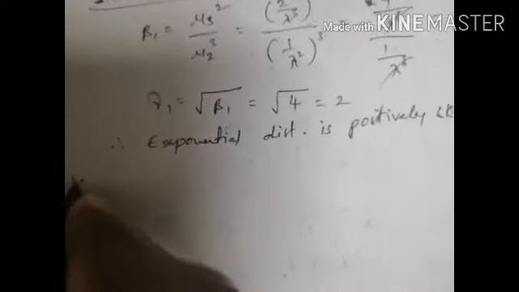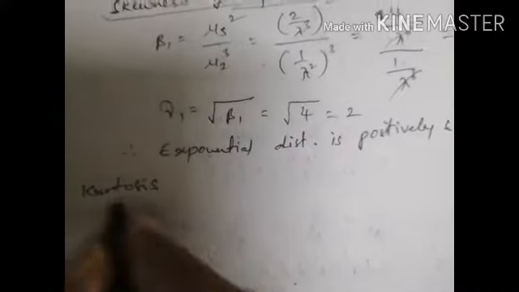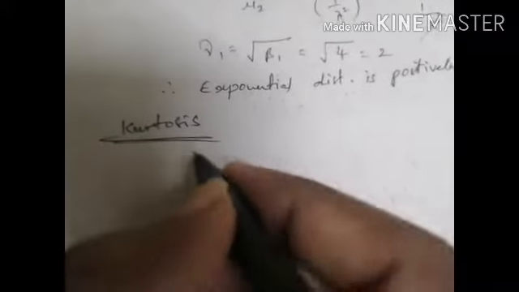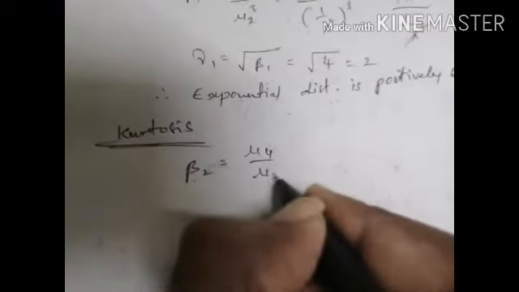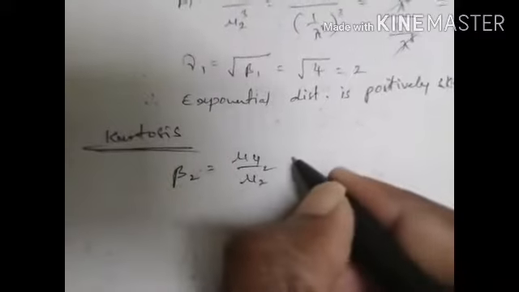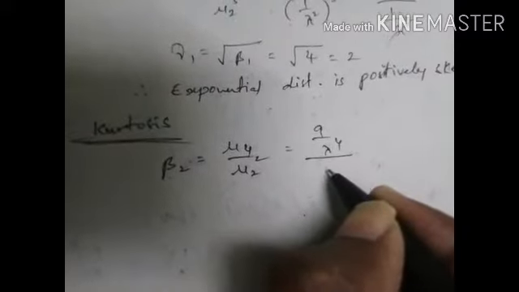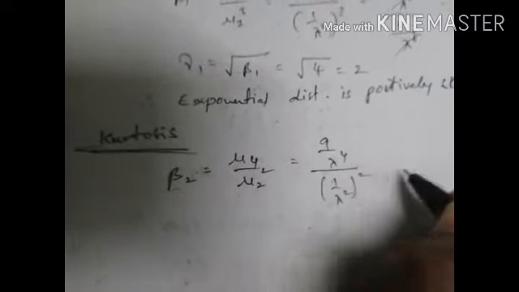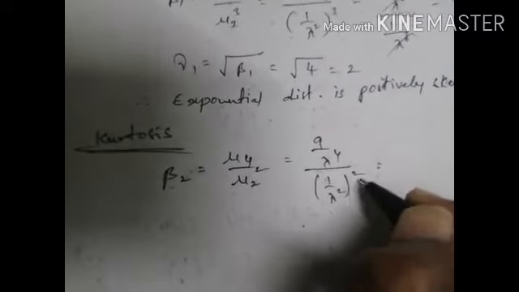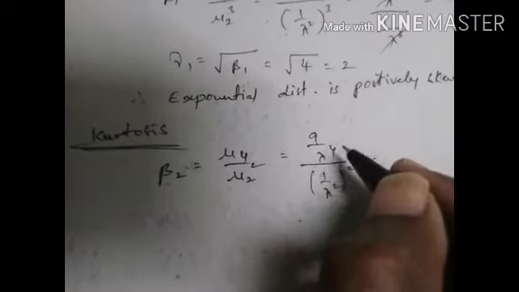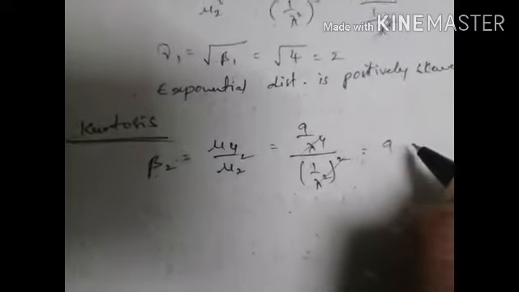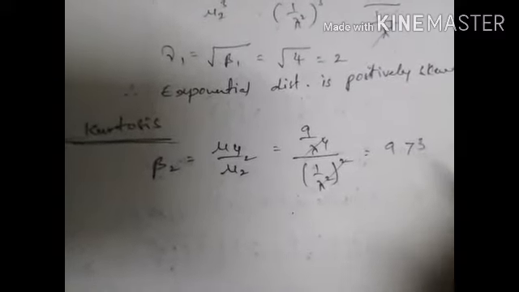So after that, kurtosis of exponential distribution. What is the formula? Beta 2 is equal to mu 4 by mu 2 square. Mu 4 is 9 by lambda power 4. Mu 2 is 1 by lambda square, 1 by lambda square whole square. So here power 4, here also we are squaring, 2 power 2, so 2 into 2 is 4. 1 by lambda power 4, 9 by lambda power 4. So lambda power 4 gets cancelled. Again 9. So it is greater than 3.